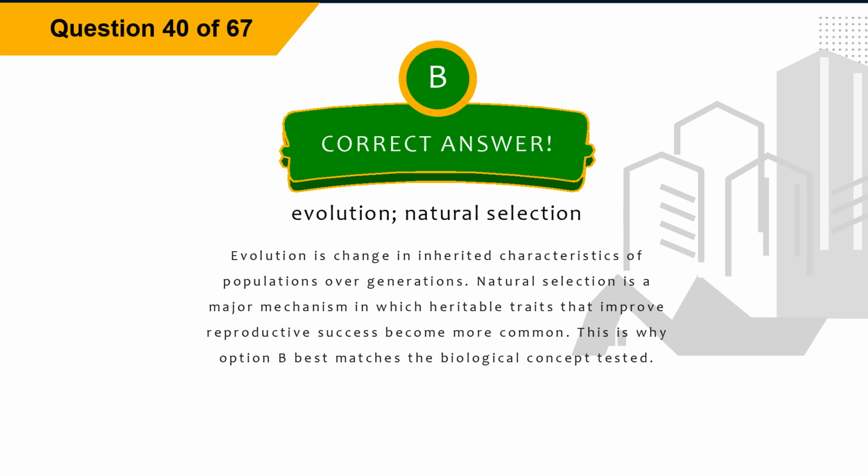Explanation. Evolution is change in inherited characteristics of populations over generations. Natural selection is a major mechanism in which heritable traits that improve reproductive success become more common. This is why option B best matches the biological concept tested.